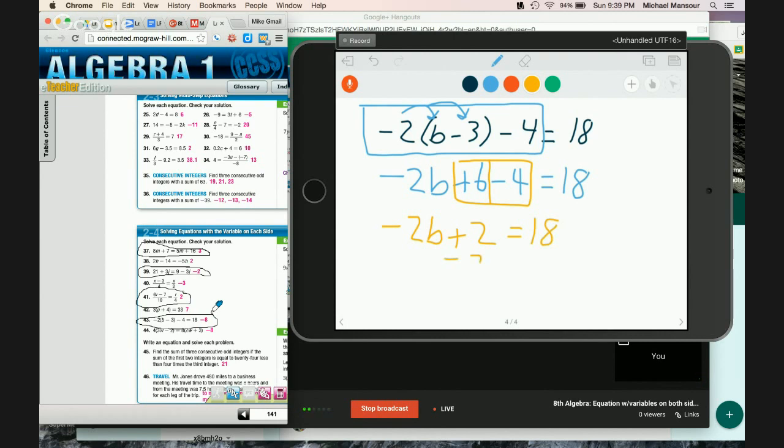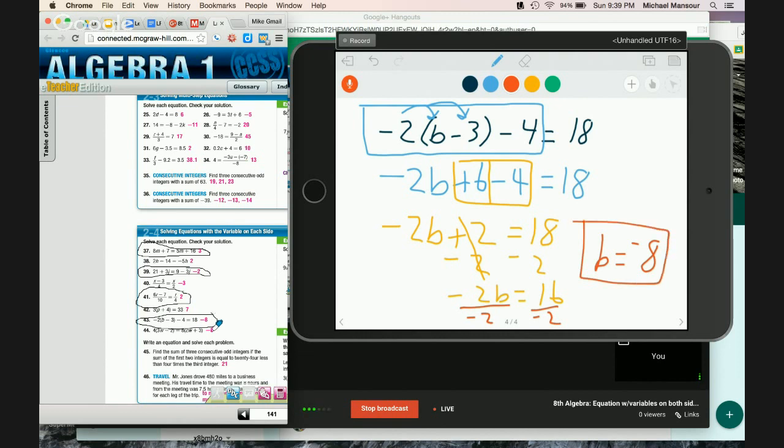Now I can subtract this 2. Cancel that out. Minus 2 minus 2b equals 16. I do my basic division. Divide by minus 2. Divide by minus 2. And b equals minus 8, which is what you were supposed to get in the first place.